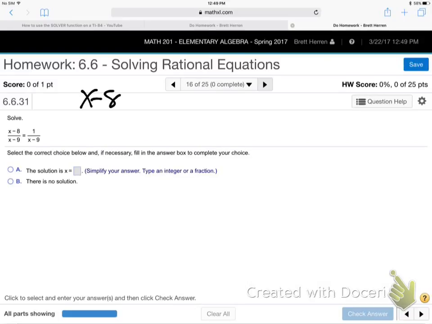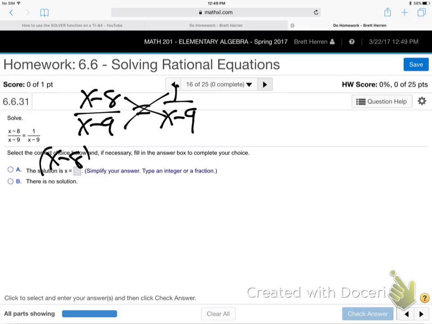So x minus 8 over x minus 9 is 1 over x minus 9. All right, what are we going to do first on that one? Yeah, just cross multiply. It's just diagonal, diagonal, huh? It's just one fraction on each side. Just cross multiply. Diagonal, diagonal. Does that make sense? We good? Making sense?